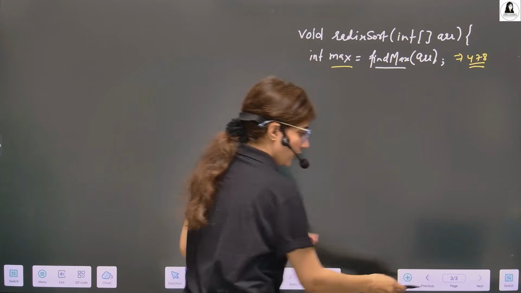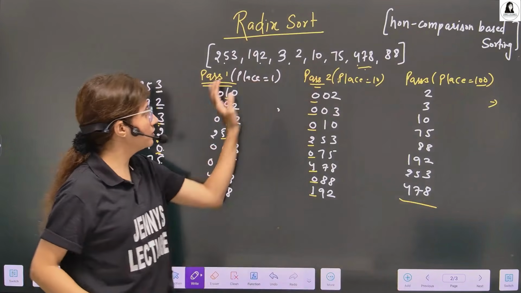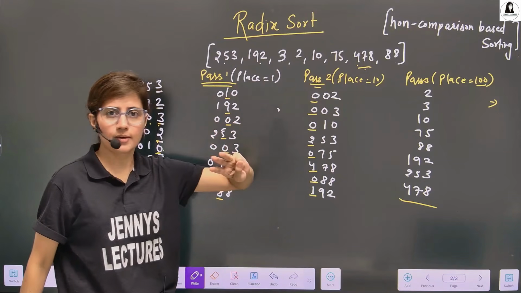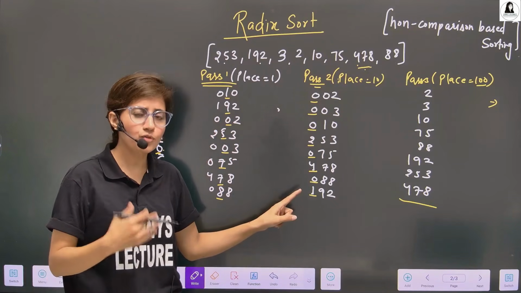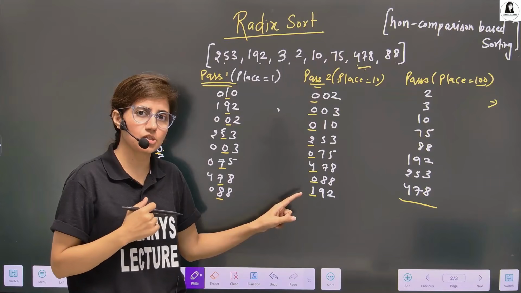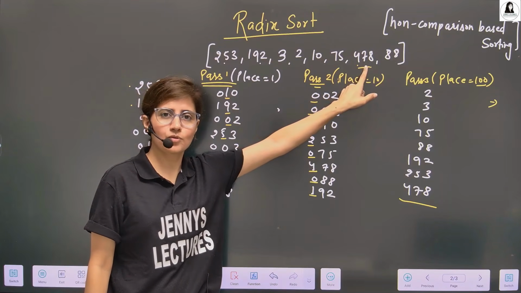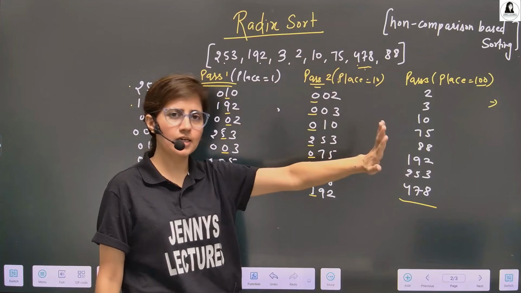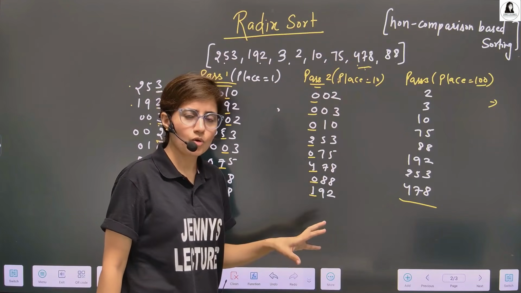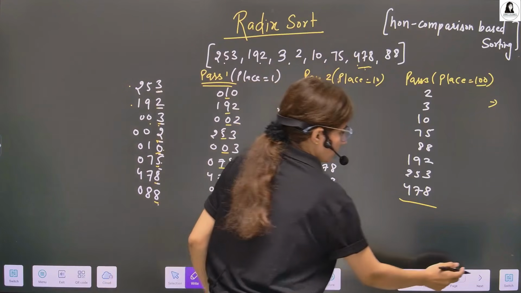Now I'll run one loop. How many times should the passes loop run? Only 3 times. How do you get to know? What should be the termination condition? The number of digits, whatever it is. Either you can count the number of digits separately and then write the loop, or in one loop itself we can write it.